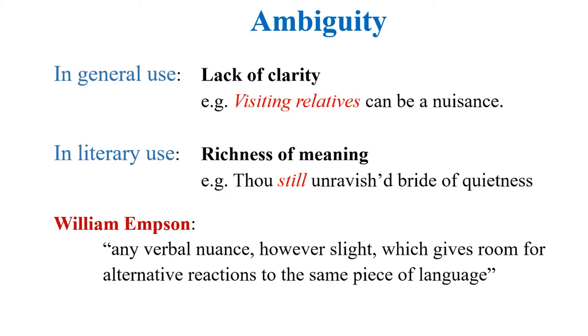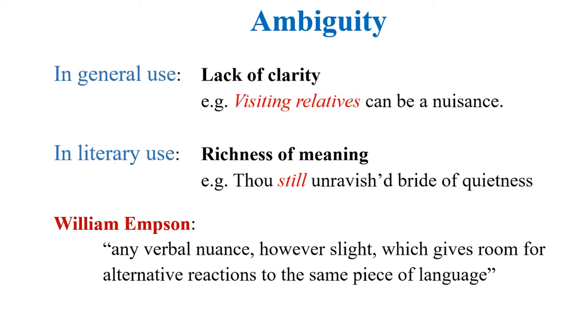Visiting relatives: that you are going to visit relatives, that's a nuisance. Or the relatives are coming to visit us, that's a nuisance. So there are two meanings. The sentence is not very clear about which meaning is preferred. Which meaning is meant, whether the visiting relatives are the nuisance, or going to see our relatives is the nuisance.